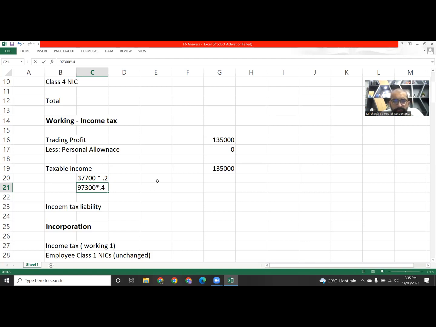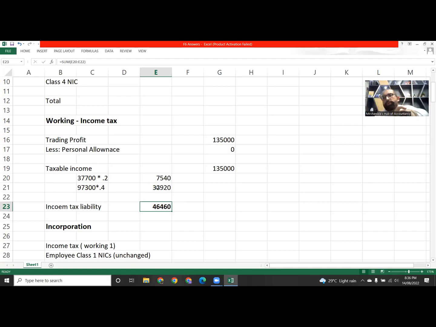Now let me calculate here. Equal 37,700 times 0.2. And equal 97,300 times 0.4. Okay, let's add it. This is 46,460. 46,460 is your income tax liability in the first case.